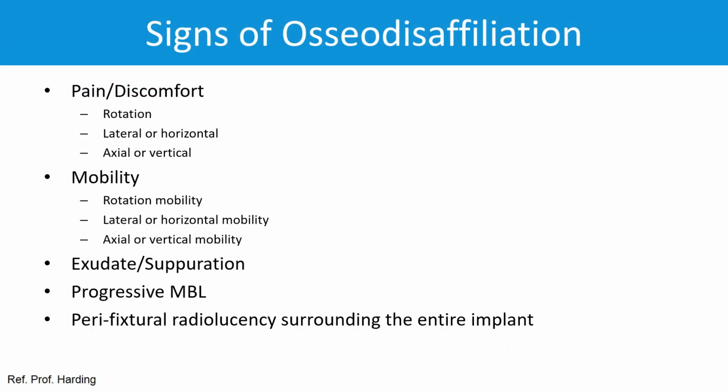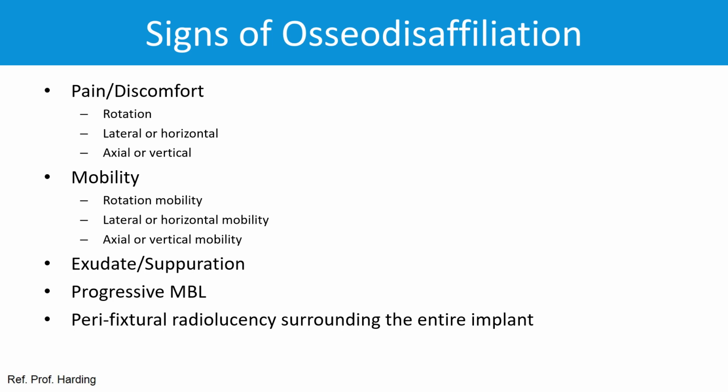So what are the signs of osteodisaffiliation? Well, any form of pain or discomfort, whether it be on trying to rotate the implant, on exerting lateral or horizontal loading, or actual loading on our implants. And the actual loading is in the vertical plane, of course, but it can also be extrusive as well as intrusive forces. So any kind of discomfort or sensation related to any kind of load or pressure in these various directions.